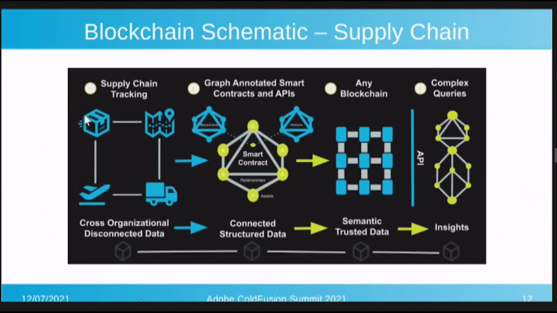And I show this simply because, looking at the top of the graphic, where it says supply chain tracking, graph annotated smart contracts and APIs, and below, cross-organizational disconnected data, connected structured data. All these things are things that ColdFusion can help us with, and complex queries. I can't stress that enough. It's really something that's become very obvious to me as I've gone through what I'm doing in blockchain.